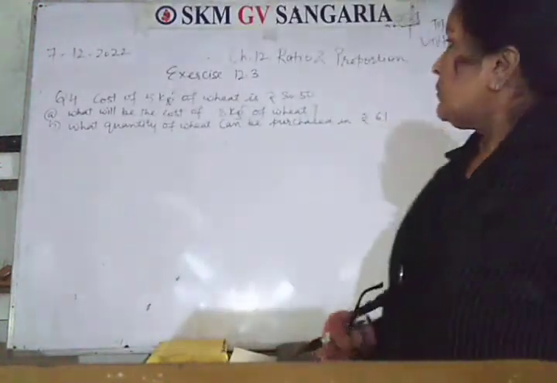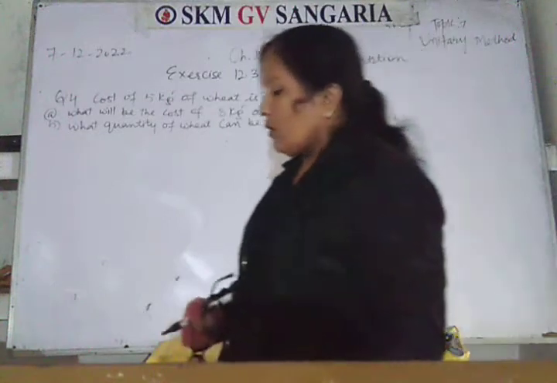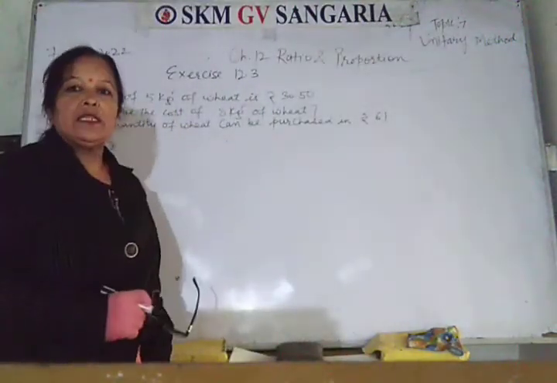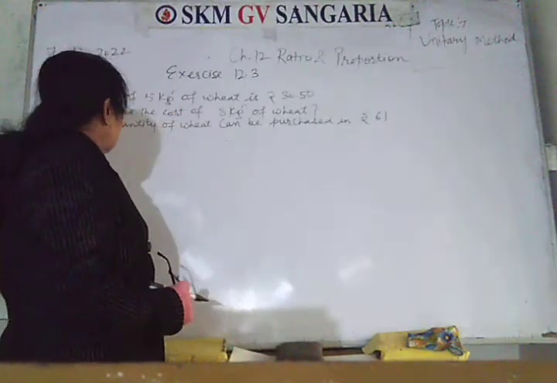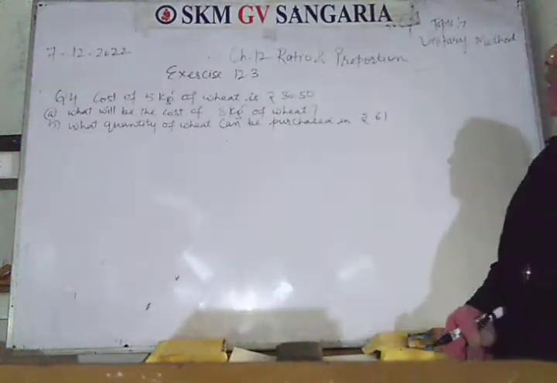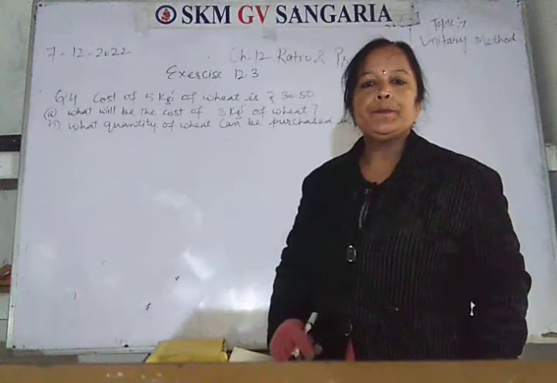I have taken question number 4. Here, the question is: the cost of 5 kg of wheat is rupees 30, paise 50. You are given this, and what will you find here? What will be the cost of 8 kg of wheat?